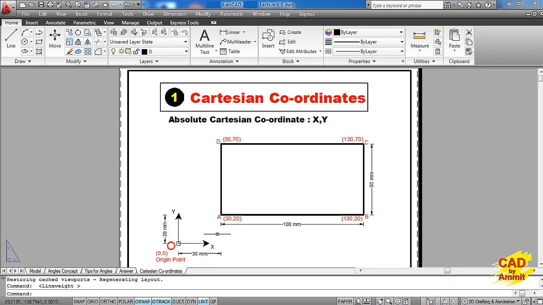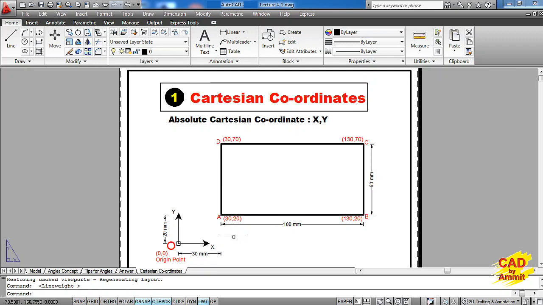Now to make absolute Cartesian coordinates clear, I have made one geometry here in the shape of a rectangle A, B, C and D, and we have calculated all the four corner points considering the absolute Cartesian coordinates. So let us calculate the absolute Cartesian coordinates for all the four corner points so that we can make the same geometry using the line command in model space.